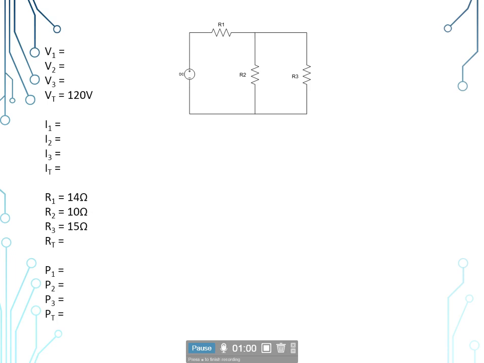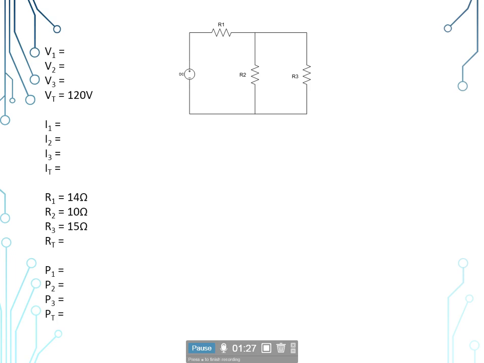So we're given a total voltage of 120 volts. Resistances of R sub 1 is 14 ohms, R sub 2 of 10 ohms, and R sub 3 is 15 ohms. We do need to find the total resistance, but before we can do that, we need to find out what our parallel resistance is. We need to reduce it to the equivalent of a series circuit and then redraw the circuit.